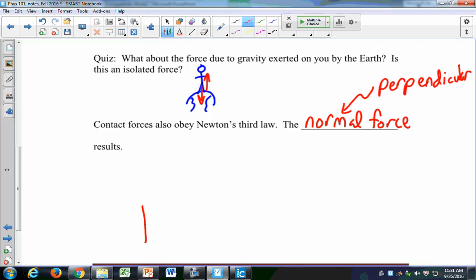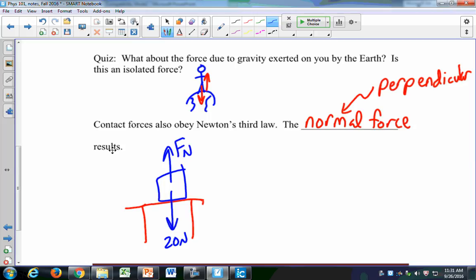So if I have an object, like consider that block on the table, I have an object that has a weight of 20 newtons. This force that pushes back on the object is called our normal force. So anytime I have a force that's pushing down onto a surface, that surface will push back up in the opposite direction, and that's called our normal force.